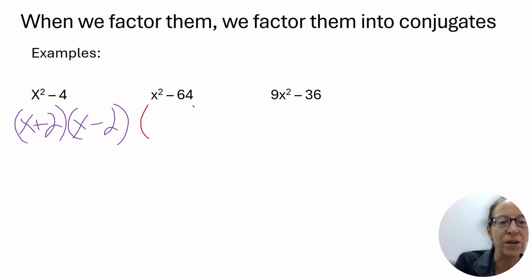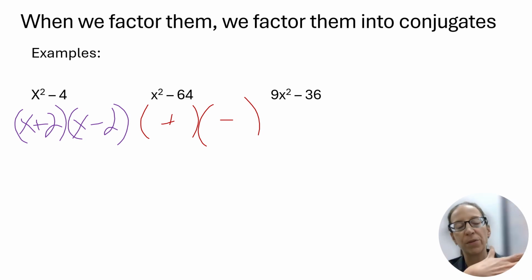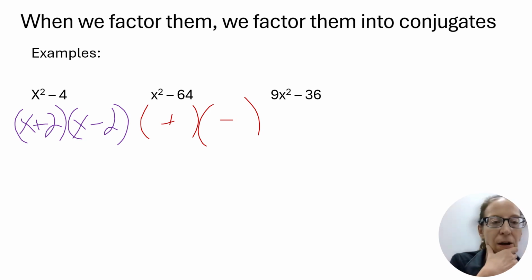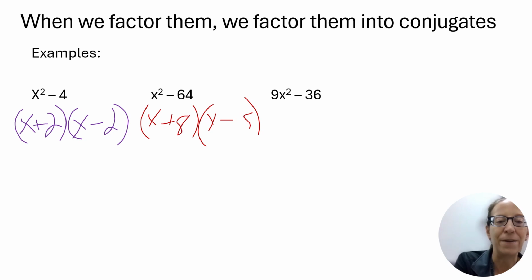All right, we can do another one. We have one's a plus, one's a minus. It doesn't matter what order you put them in. So if you really want to put the minus first, like knock yourself out. So what squared gives me x squared? Oh, it's x. And then what squared gives me 64? That would be 8. And so that factors into the conjugates x plus 8, x minus 8.